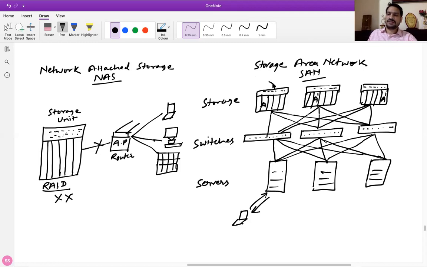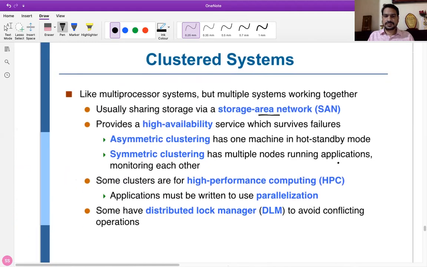So if, let's say, one fails, we have the copy in another storage device, from which it will take the data. Let's say one switch fails, so from other switches it can be connected. If one server fails, from a different server it can be connected. So this architecture will be used in today's cluster computing. Okay, so I think you might have understood the difference between network attached storage, that is called NAS, and SAN, which is called a storage area network.